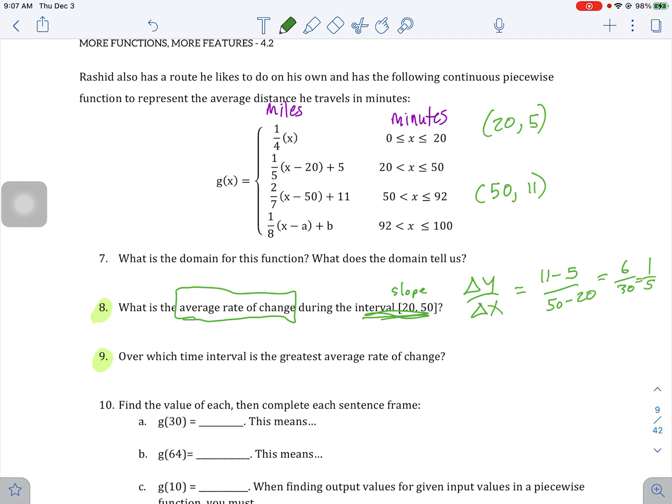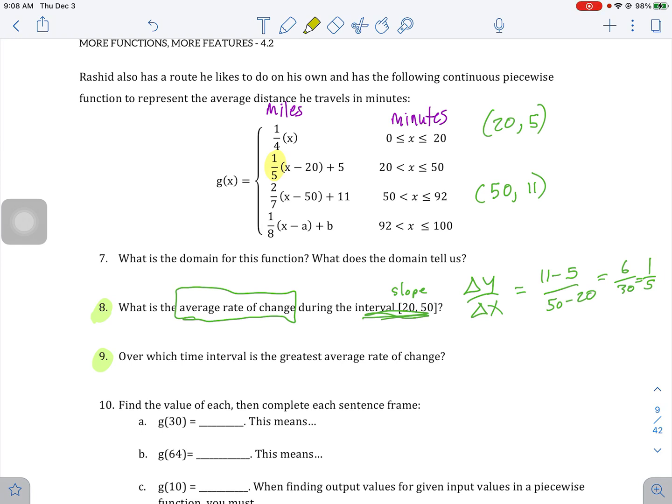So it's 1/5 of a mile per minute. But there's another way you can get it, and that's to go directly to the equation, and you notice that over that interval, the slope, the change, is also equal to 1/5.